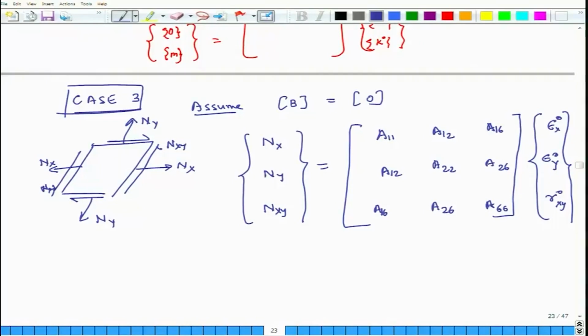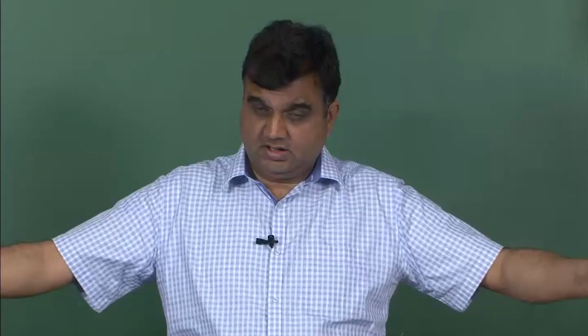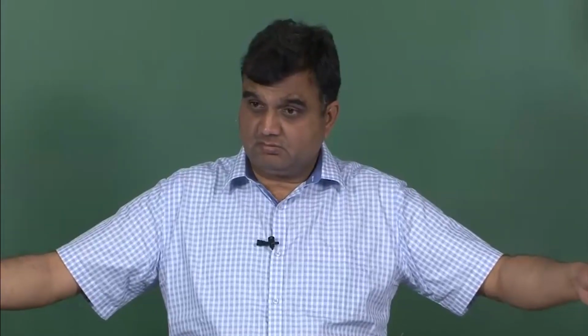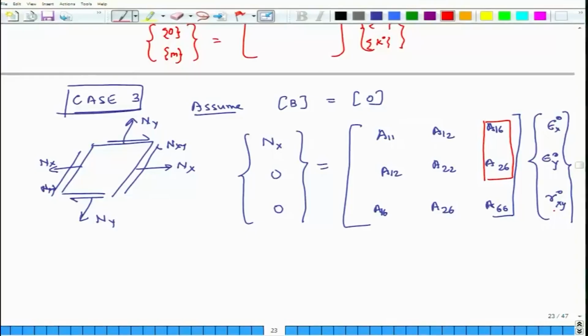Suppose I apply only Nx on the plate. So, if I apply only Nx on the plate, then Ny and Nxy are 0. Okay. If the A16 and A26 terms are not 0, then even though I am pulling the plate in the straight direction only in extensional mode, the plate will also develop a shear strain, because A16 and A26 are not 0. Okay.